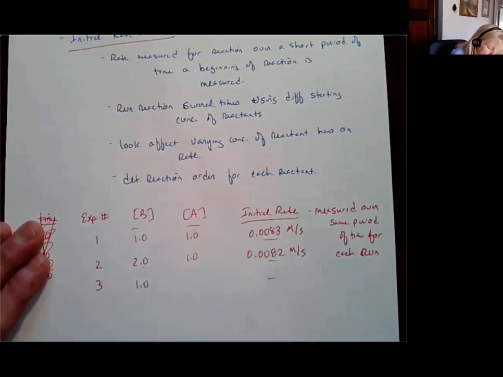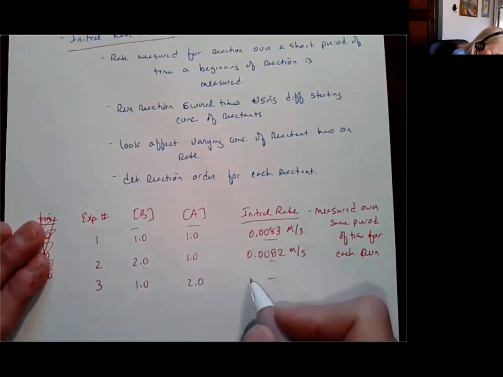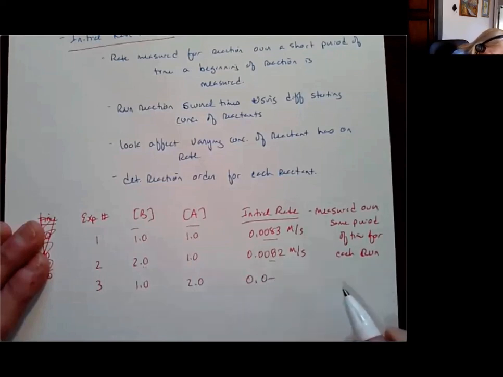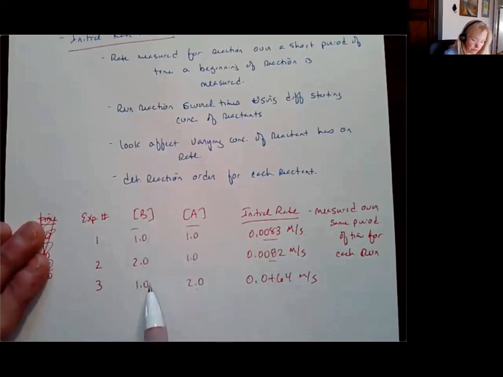If I run it again, I'm probably going to drop B back down to 1 molar, and maybe I'll double A and see what that does. And let's say I double A, and then I get 0.166 molarity per second. Then this means that if I compare here to here, I actually doubled the rate by doubling A. So that tells me that A is going to be first order and B would be zero order.